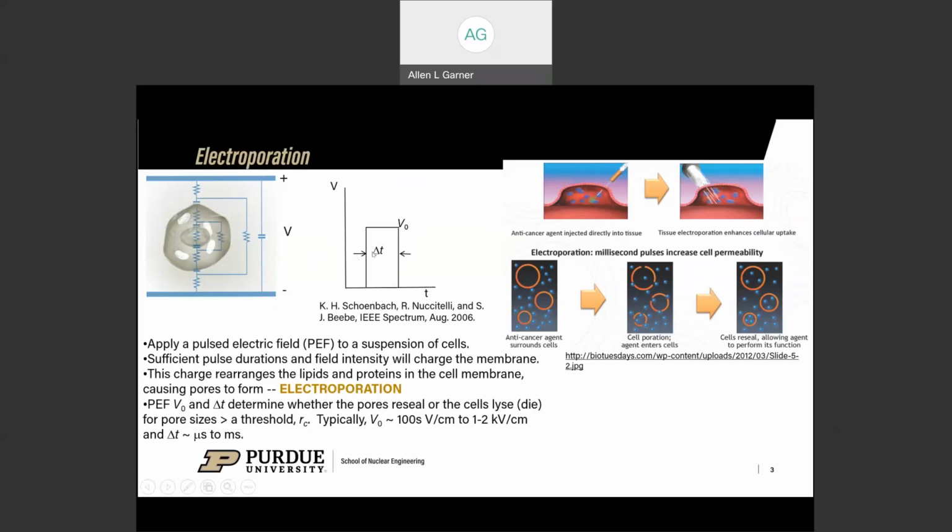What if, instead of this pulse duration you see here that exceeds the charging time, we use pulses with pulse duration shorter than the charging time? In other words, we don't necessarily target this outer membrane, but we can fully charge intracellular structures.